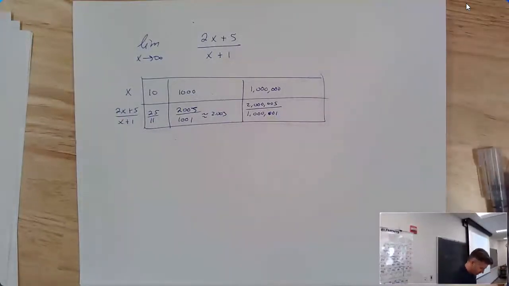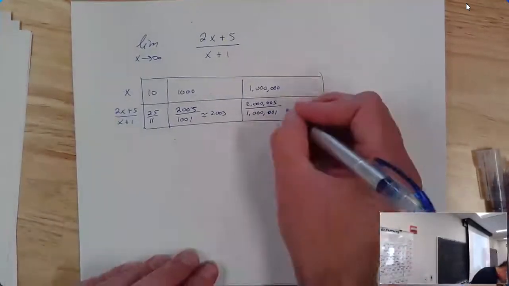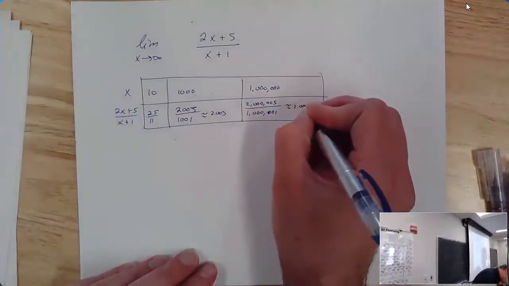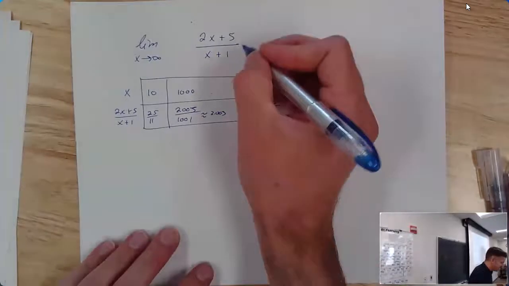I'm going to do it just because I want to, because why not? 2,000,005 divided by... do I have too many zeros there? Maybe. 2.000003. Pretty good bet that limit's going to be 2.